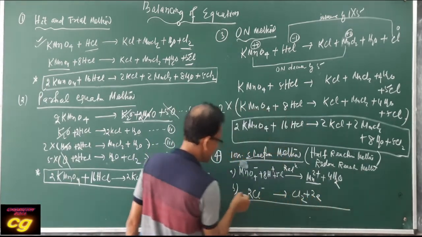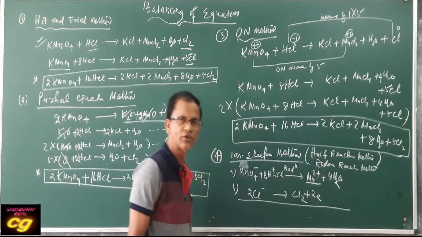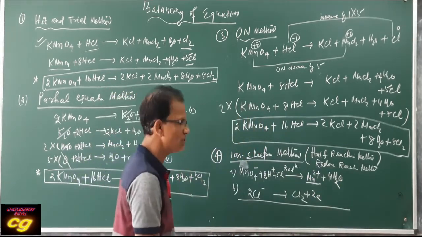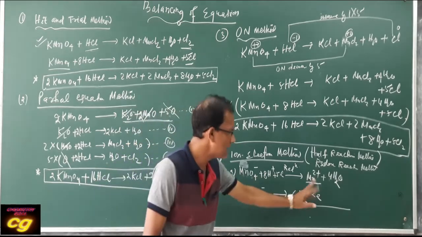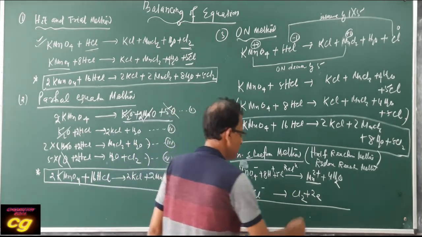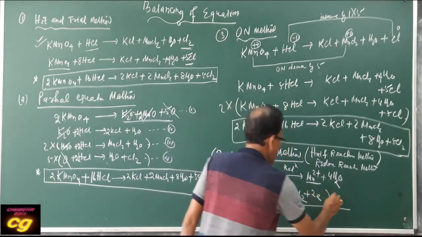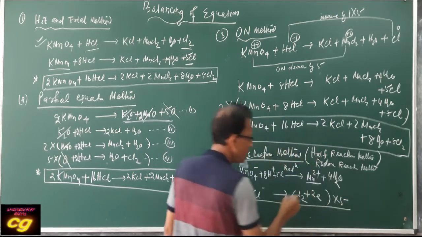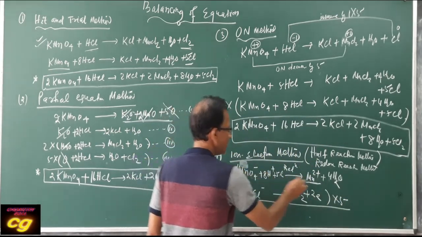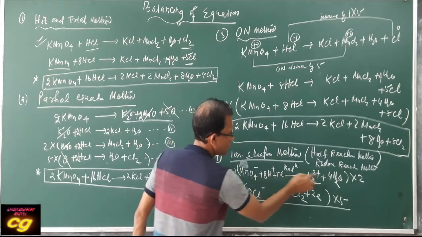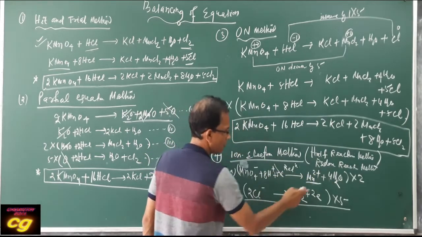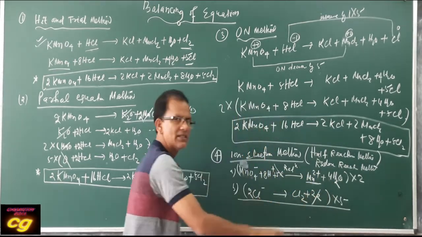Now it is balanced. But to cancel the electrons, you have to look at the left side and the right side. Here the left side has 5 electrons, and the right side has 2 electrons. How will you cancel? Multiply by 5 here to become 10, and multiply by 2 here so that it also becomes 10. So 2 into 5 is 10, and 5 into 2 is 10. The electrons are cancelled.